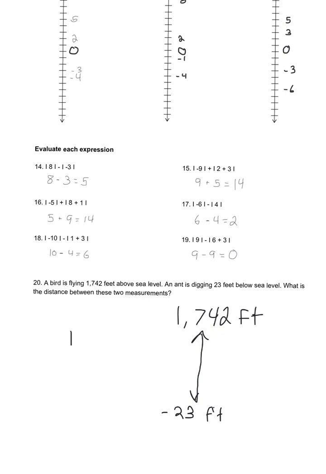So we take 1742 plus 23, giving us 1765.